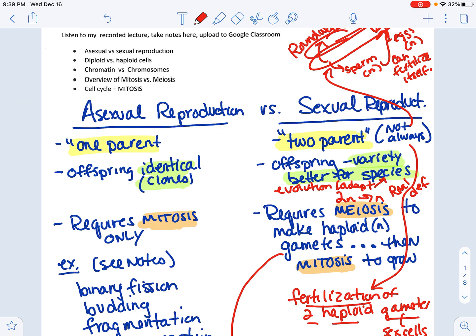Variation is key. Because if our environment changes, some of us might die, but some of us might have traits that will survive. And so as a species, it's better to have variety. This is kind of a key thing to understand. So if we look at it in terms of time, asexual reproduction came first, in terms of life. And sexual reproduction kind of came about later. It's more advanced, more complicated. And it's better for this reason, because you get variety in the offspring. And when we get into evolution, we'll get more into that.